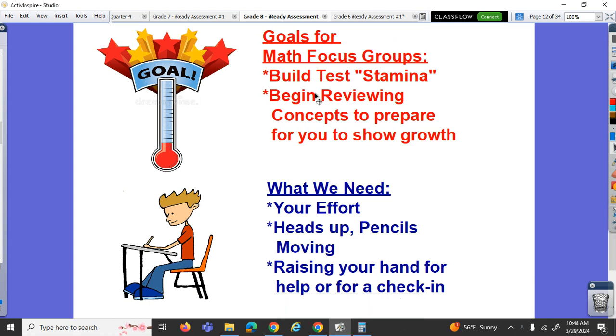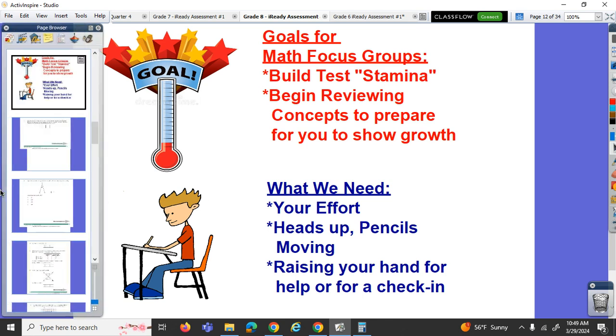Remember, the goal of our session is to build test stamina, to ask you to work for a little longer than maybe what you're used to, and first thing in the morning. Begin reviewing concepts to prepare you to show growth on the EOG that's coming up soon. And what we need from you, of course, is your effort, heads up and pencils moving, raising your hand for help or for a check on an answer or two.